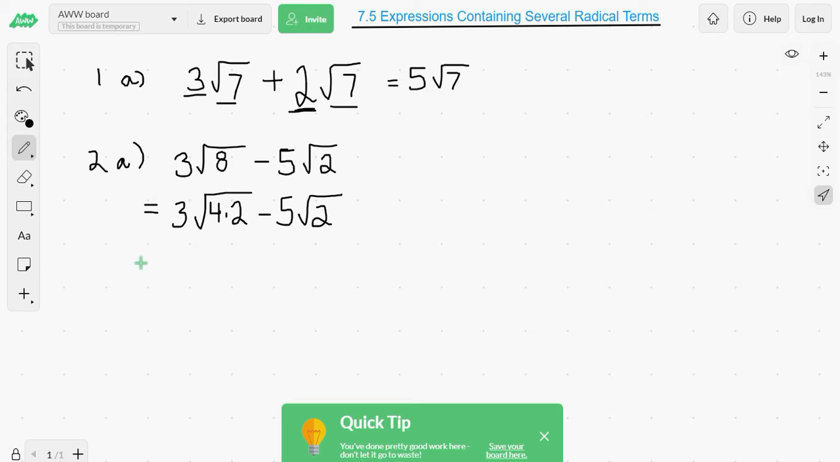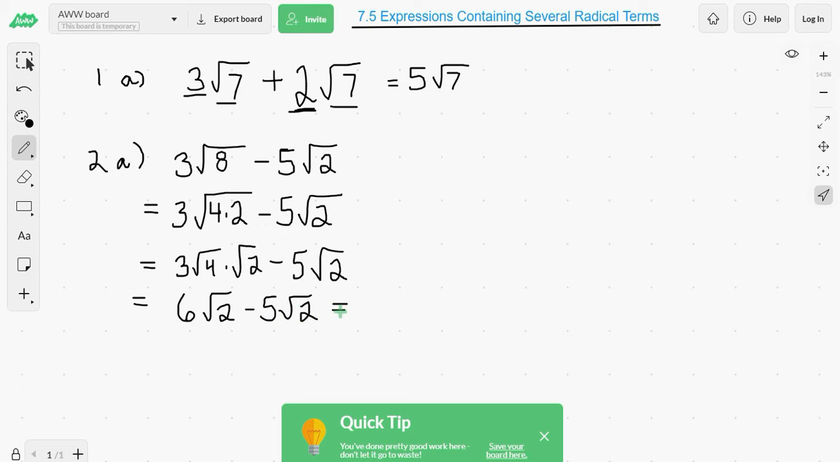And now what's going to happen here is the square root of 4 will come out, so we get 3 root 4 times root 2 minus 5 times root 2. Now we can simplify root 4. We know that's just 2, so really we've got 3 times 2, that's 6 root 2. And we're subtracting 5 root 2. And at the end of the day, this just leaves us with root 2, because you've got 6 minus 5, so we really just have a coefficient of 1.